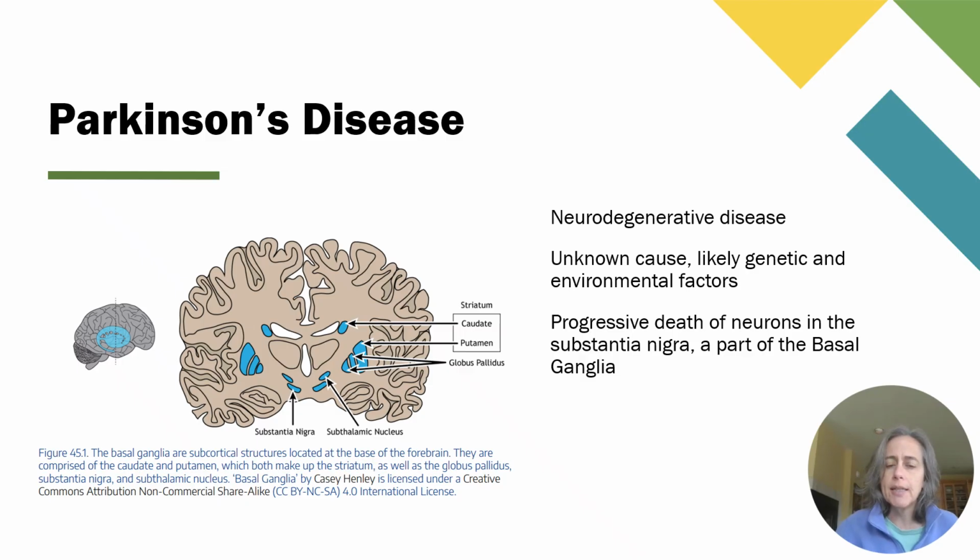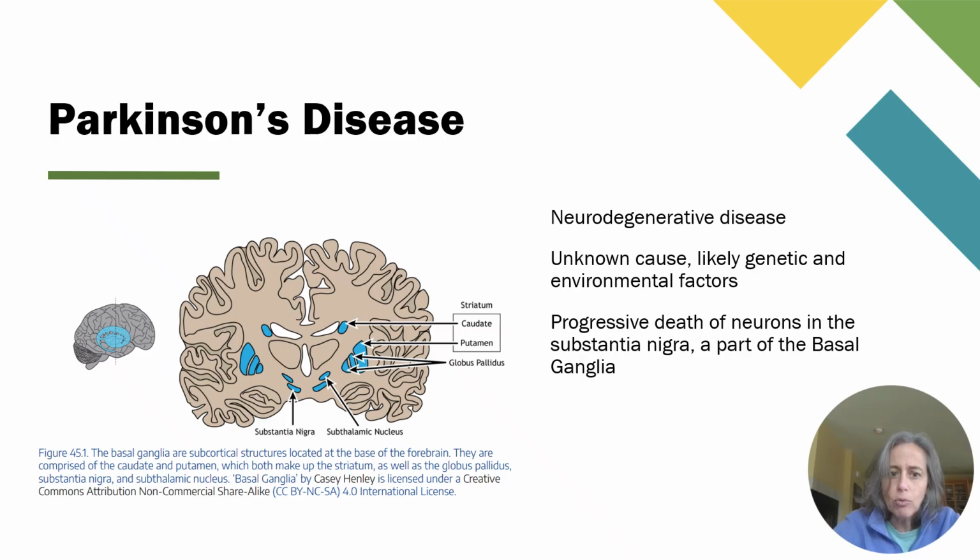This is a progressive neurodegenerative disease. So neuro meaning neurons and degenerative meaning they degenerate and die off. When I say that it's progressive, that means that it gets worse and worse over time, and then it is ultimately fatal. We're not really sure what causes this. There are certainly some genetic and environmental factors that seem to be at play, but this is a disease that causes death of neurons specifically in a part of the basal ganglia, which is called the substantia nigra.